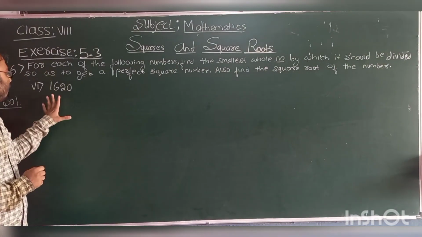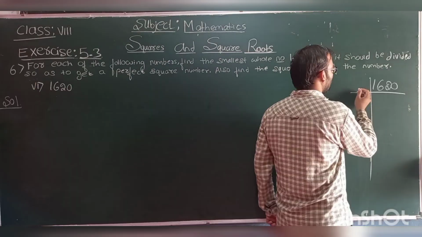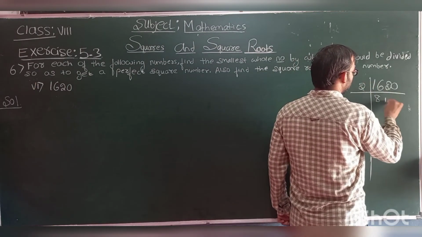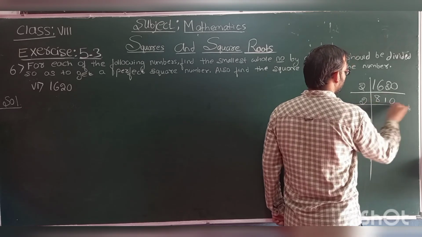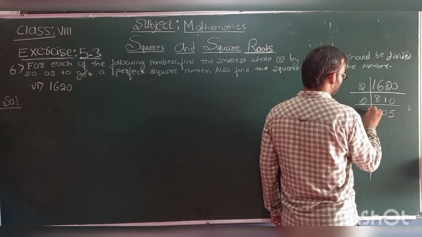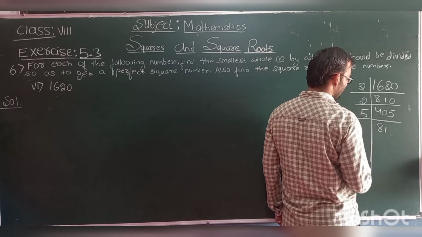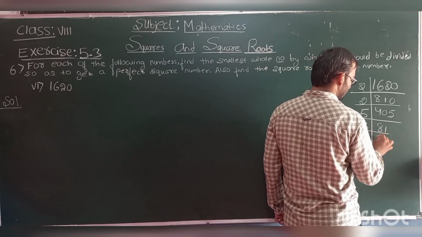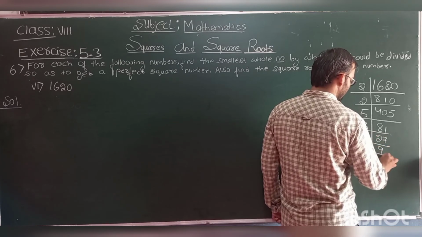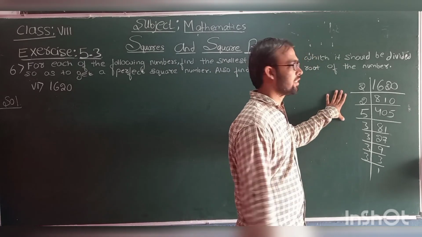Students, now let us solve the next question. Okay, so what is that? 1620. Again, what we need to do? We need to factorize this number. Look here. 2 8s are 16. 2 1s are 2. 0. 2 4s are 8. 0. 2 5s are 10. Okay, now 5 8s are 40. 5 1s are 5. Okay, next. 3 2s are 6, 3 7s are 21, 3 9s are 27, 3 3s are 9, and 3 1s are 3. So these are the factors of 1620.